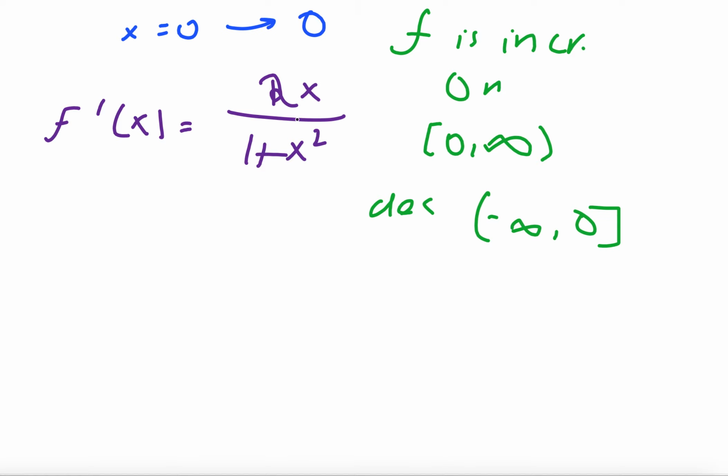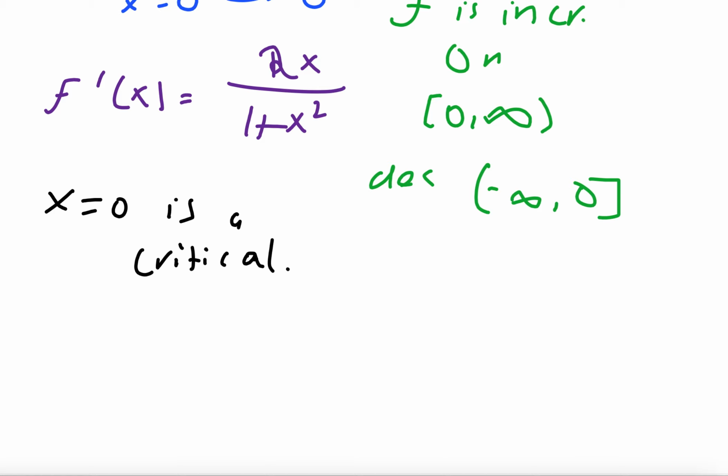Now, where are the critical points? Well, when this is equal to 0, there's only one answer, at x equals 0. So we know that x equals 0 is a critical point. That's going to be important for us in our analysis of this function.